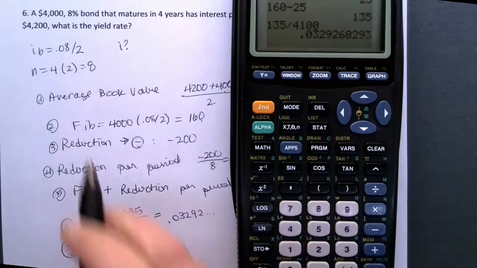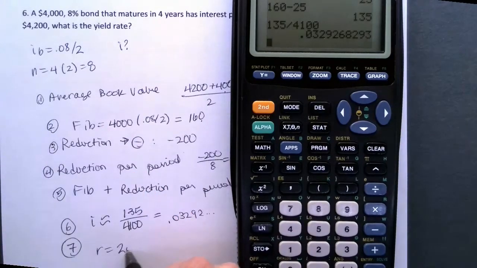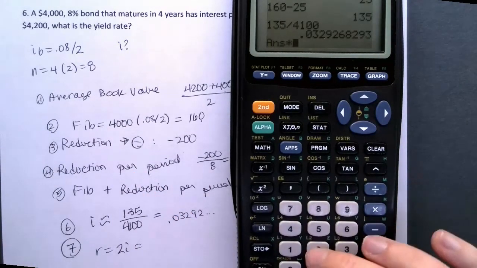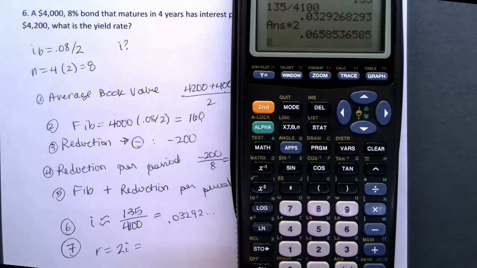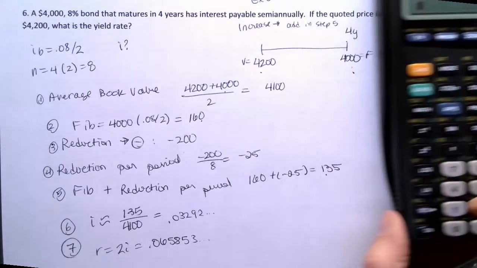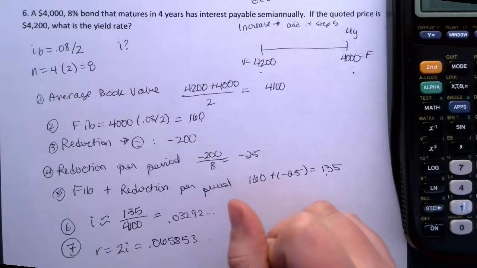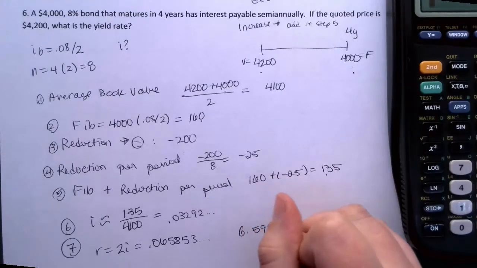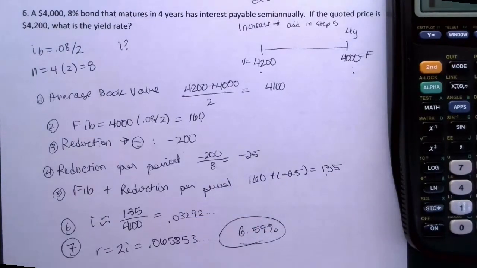So r here, because we are semi-annual, it's going to be 2i. So I'm not going to round yet. I'm going to round at the end. Okay, so that means that our r here is going to be 6.59%, rounding to the nearest hundredth of a percent.